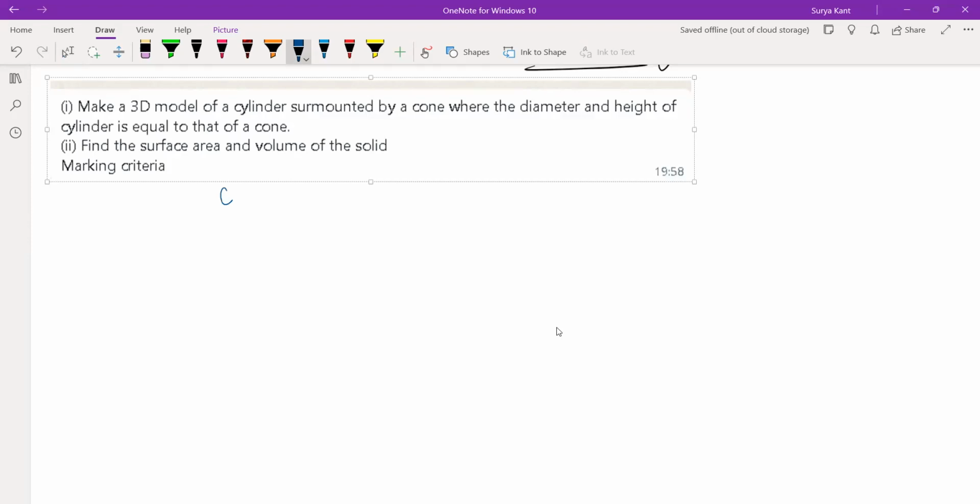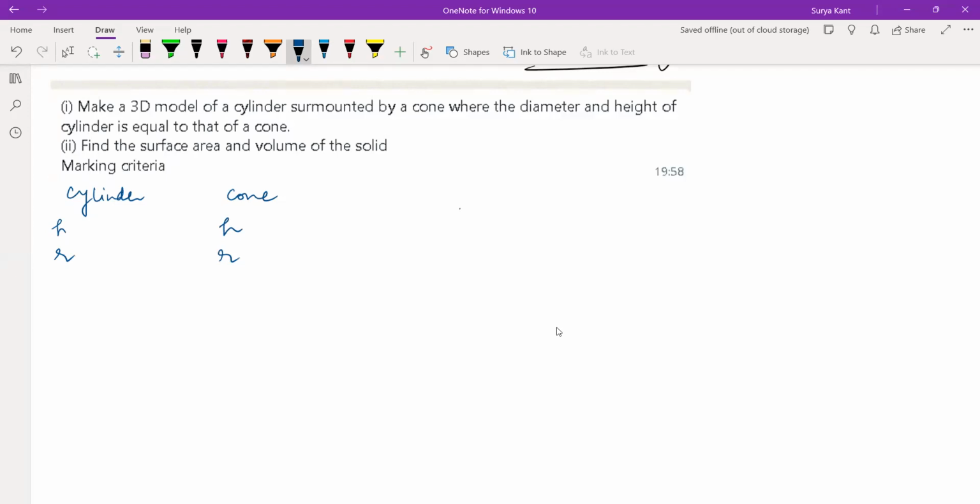So I'll write here cylinder, and here cone. So height of cylinder, height of cone, radius of cylinder, radius of cone: these are equal, they are saying, right? The diameter and height of the cylinder is equal to that of the cone. So find the surface area and volume of the solid.